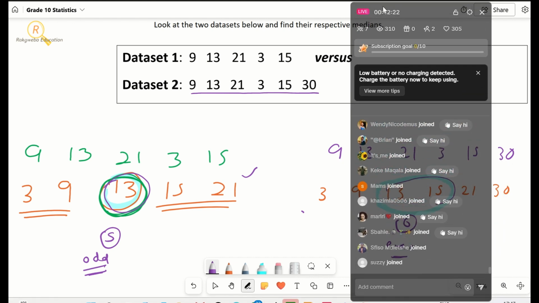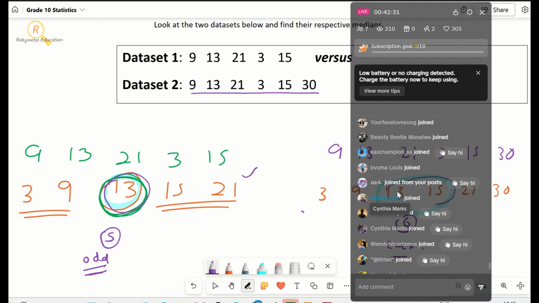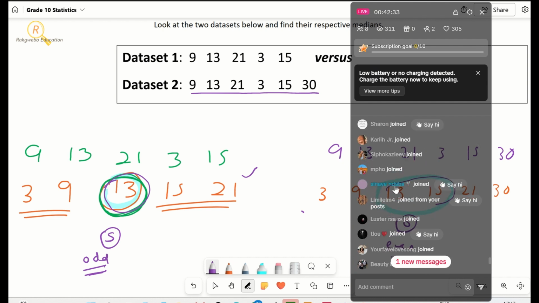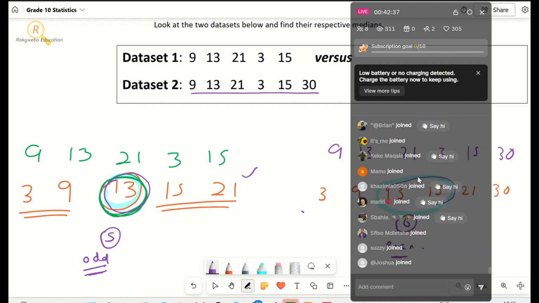Please confirm in the comment section if it makes sense. Sbahle, if it makes sense. Brian, please confirm if it makes sense. FIFA King, Bavuma, please confirm if it makes sense. Okay. The class is happy.